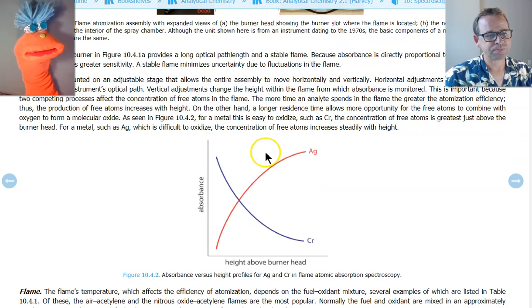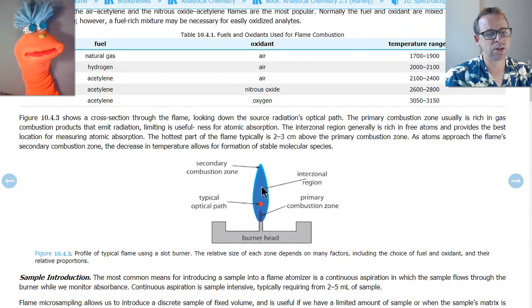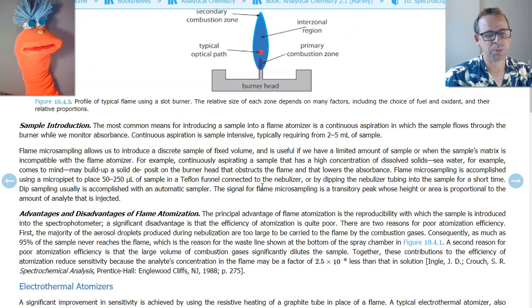All right. So for a flame, you would usually use something like acetylene, and you generally would use air, but sometimes you would have to use nitrous oxide. But again, this is an older technique, and people don't generally use this anymore. They've replaced it with what I was describing, which is called ICP.